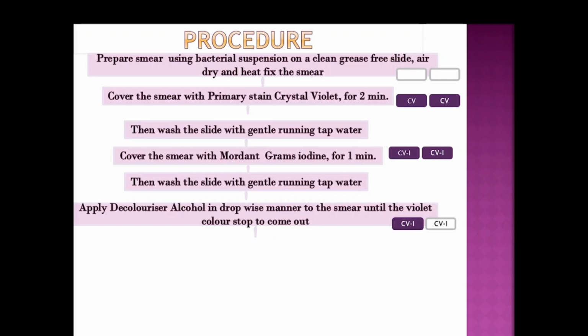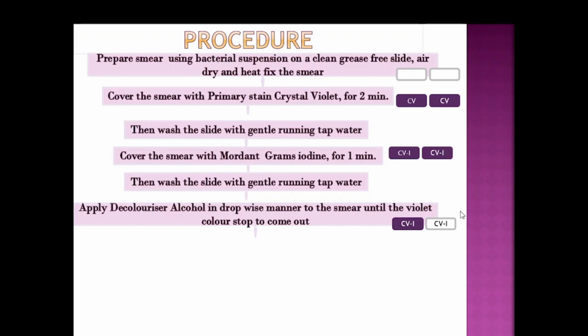As we explained in the mechanism, due to the higher peptidoglycan content and lower lipid content, on application of the decolorizing agent alcohol, the porosity of the gram positive cell wall decreases and the CVI complex is retained inside the gram positive cell, and the gram positive cell appears violet in color.